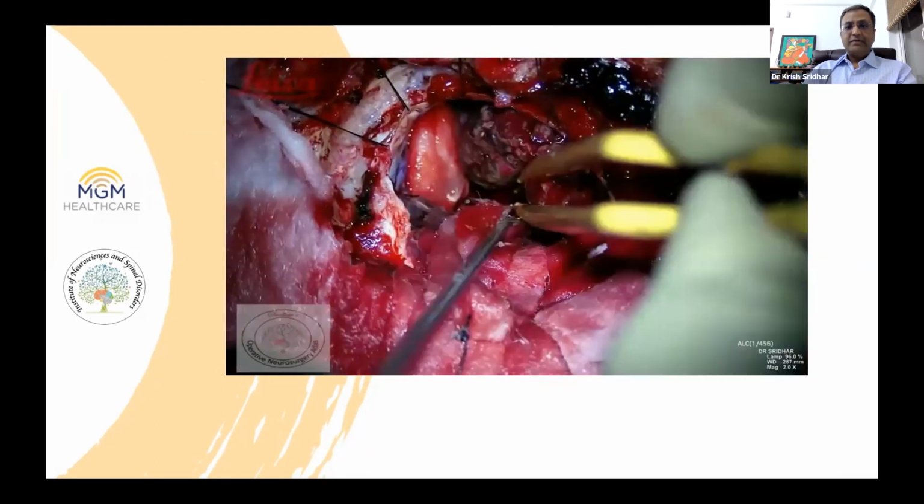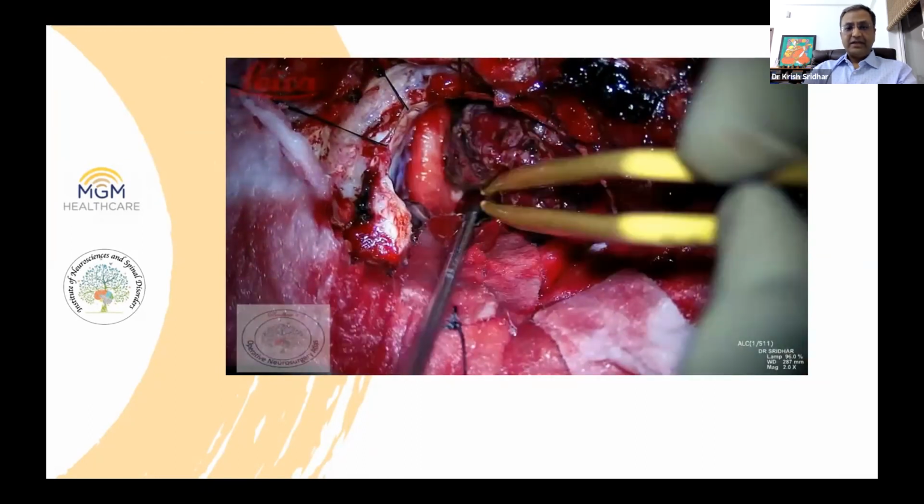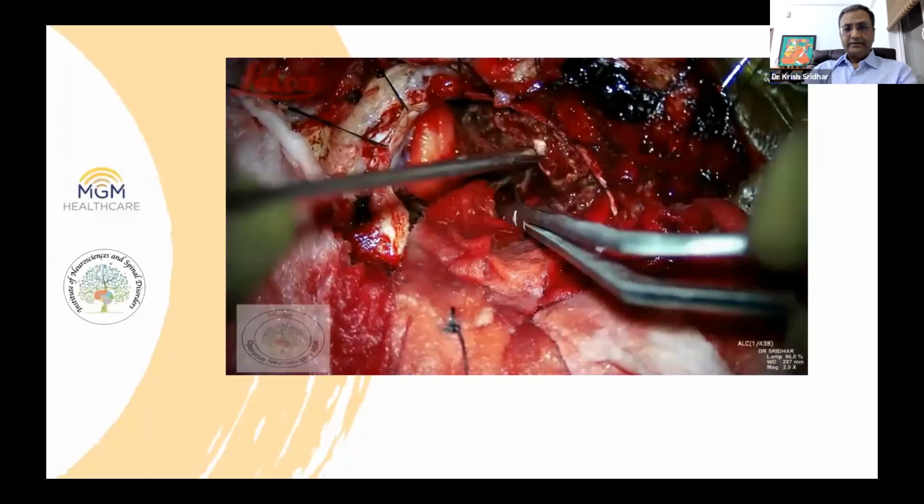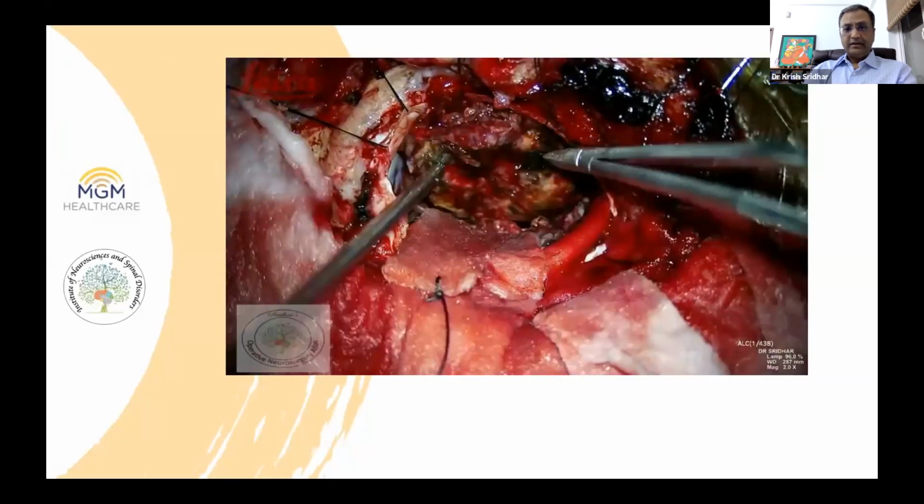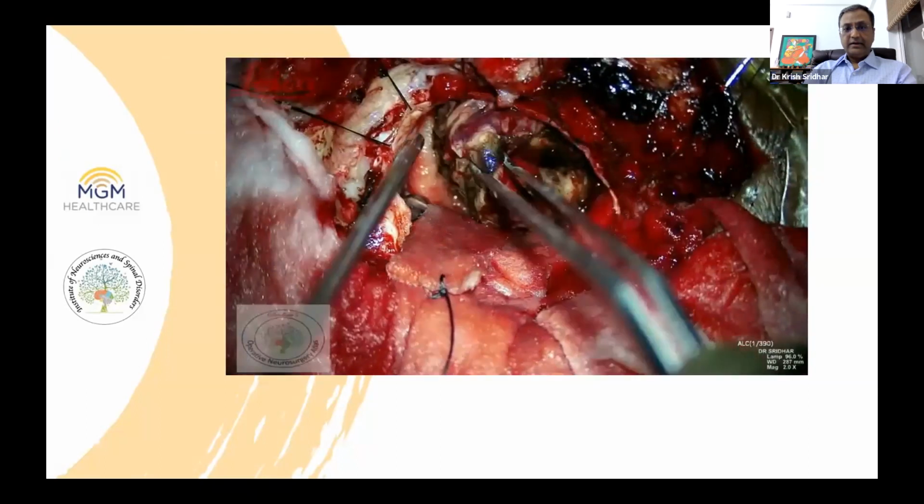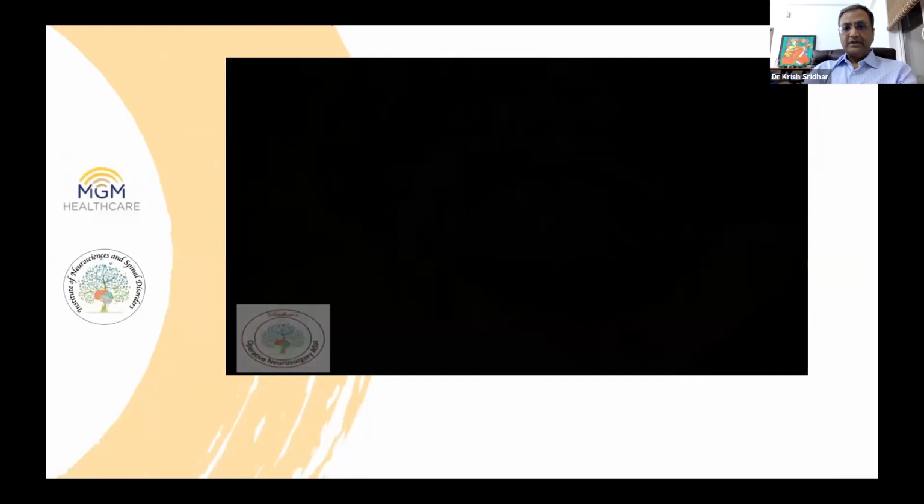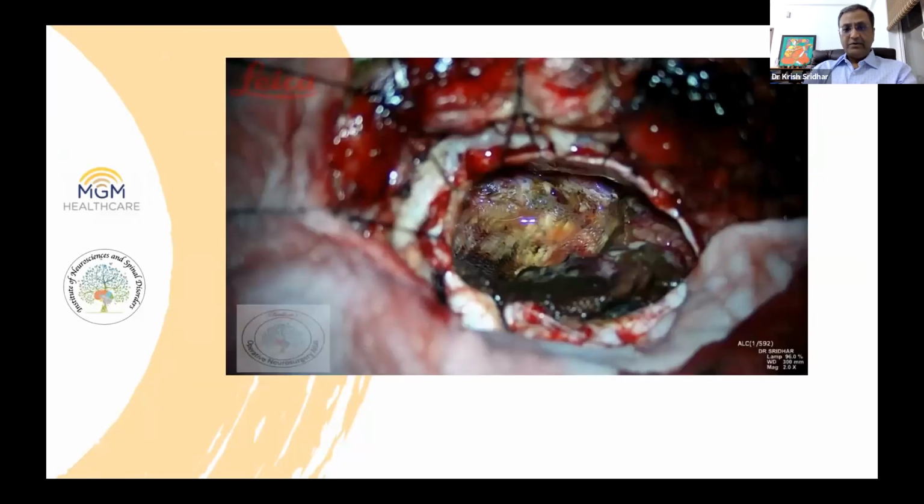So still a small bit of attachment there, a small vessel which is coagulated, divided. And then the whole lesion is taken out as a whole. This is the final view.